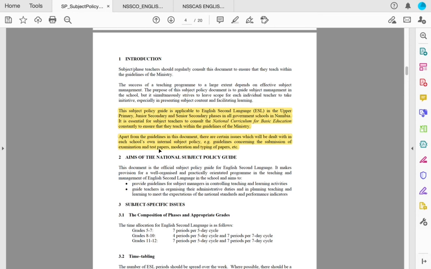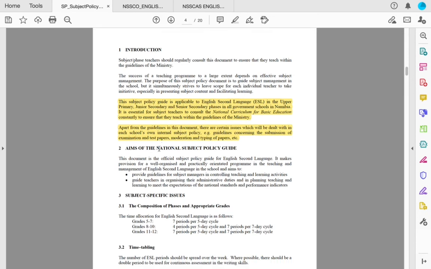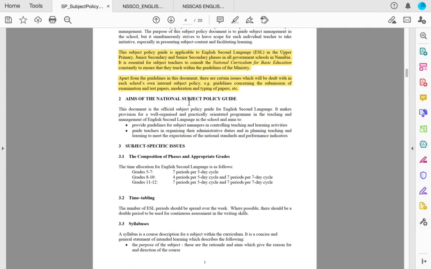Those are internal issues that the school has to create. And then we've got the aim. Like, what is the aim of the national subject policy? We'll just look at this. Provide guidelines for subject managers in controlling teaching and learning activities.